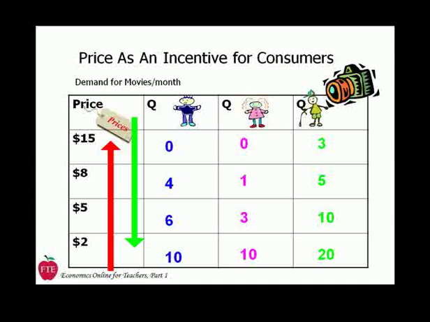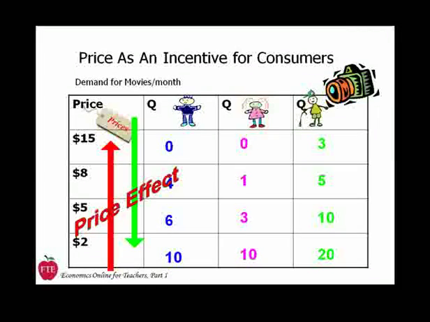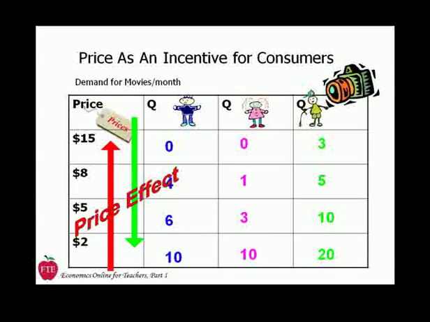And the table shows us a relationship between the price of movies and the number each student would purchase, the quantity demanded, as an economist would say. And note that that's all this table is telling us. So it might be helpful to remember to think of this relationship as the price effect. Now, what do you notice about the price effect? That is, the relationship between price and quantity demanded for each of the demanders, Eli, Keisha, and Lee.